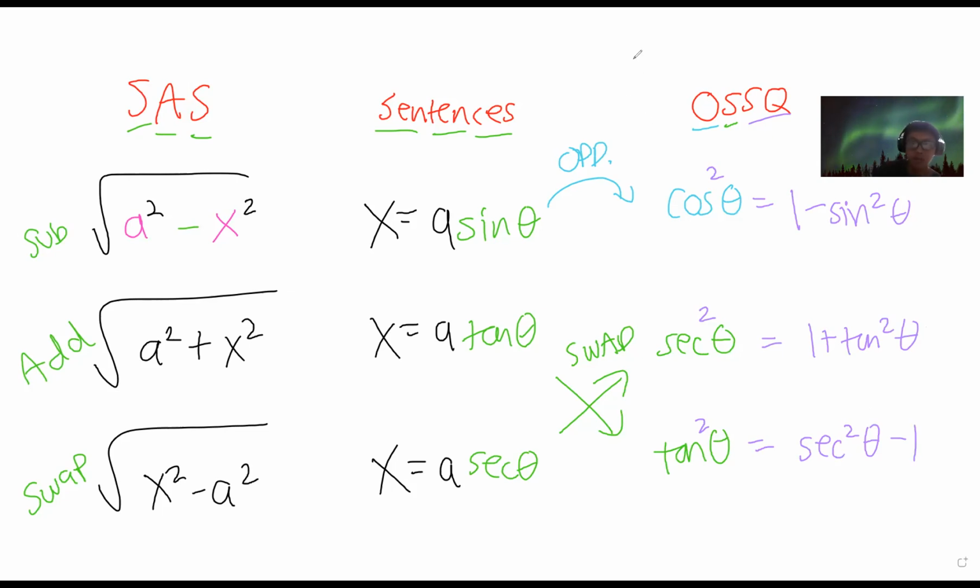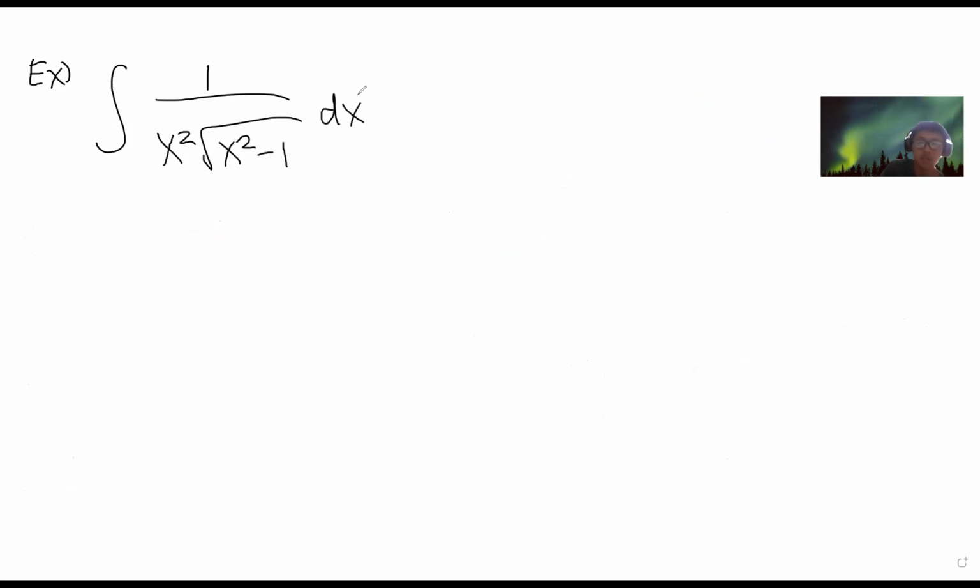I'm going to clear the board. So here's our integral. Our integral is 1 over x squared square root of x squared minus 1 dx. So looking at this problem, there's no formula for the antiderivative. You can't do u-sub. You can't do integration by parts. This is not partial fractions. So you have to use trig sub. And kind of the dead giveaway is the square root part. It's very familiar. If you look at the table, you get x squared minus a squared.